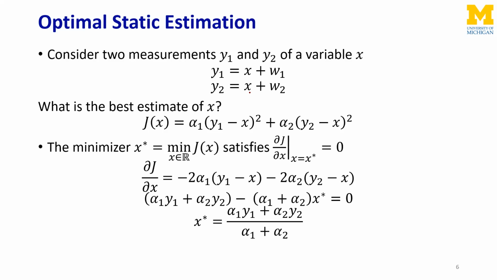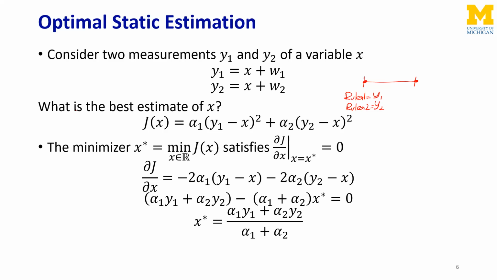Let's look at a simple example. Consider the case where you have two measurements, Y1 and Y2, of a variable X. You have a variable X that you're trying to estimate. It's a constant value, and you measure Y1 and Y2. For example, you're trying to measure the distance between these two points, and you use ruler 1, which gives you Y1, and you use ruler 2, which gives you Y2, and then you ask how do I combine these two measurements to produce a better measurement.